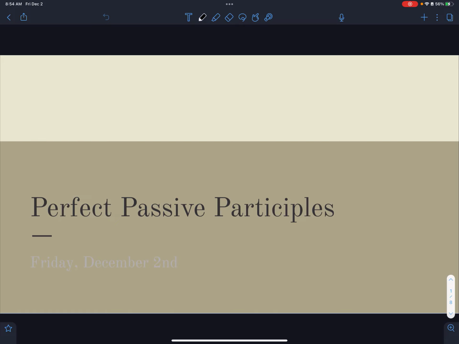Okay, so at the top of your page, just write perfect passive participles. Now what's cool about this is you've already seen these forms before, so this is nothing new for you. Essentially, when I give you vocab lists, I've given you the perfect passive participle anyway. But I know that some of us might not have a strong background in English grammar, so it would be a good idea for us to go through the English grammar first and then move into the Latin.